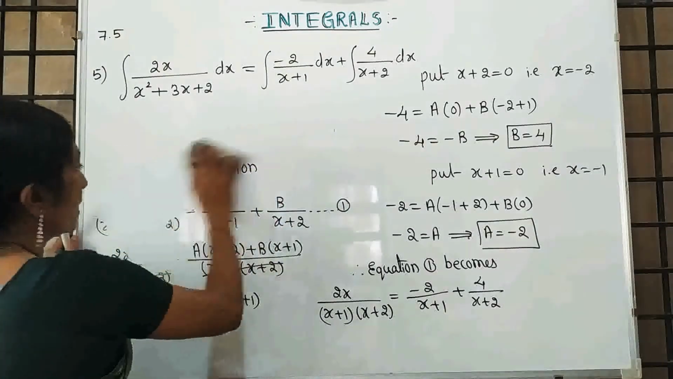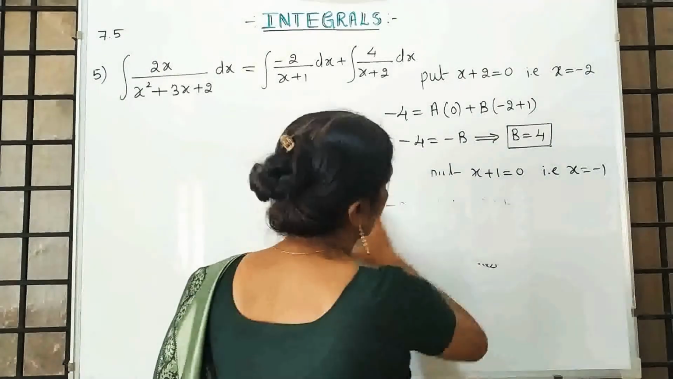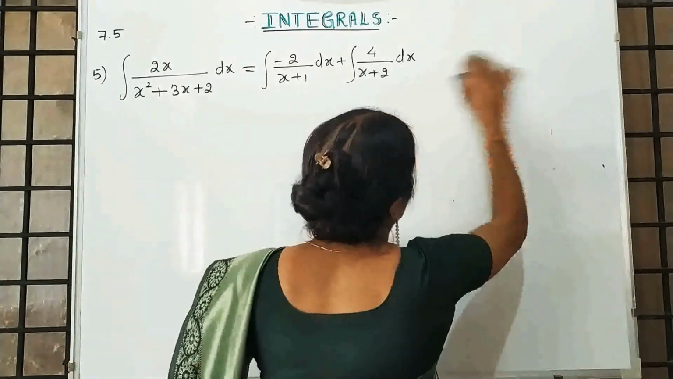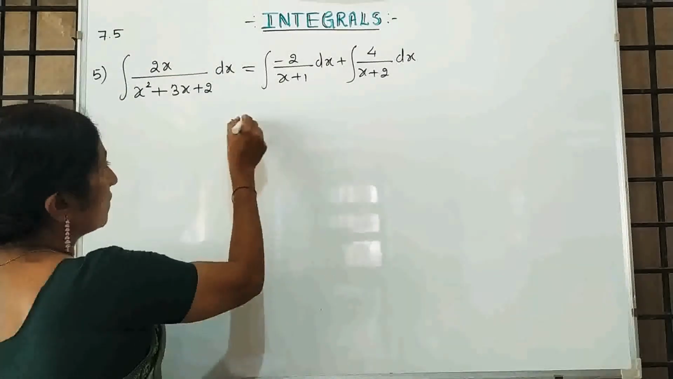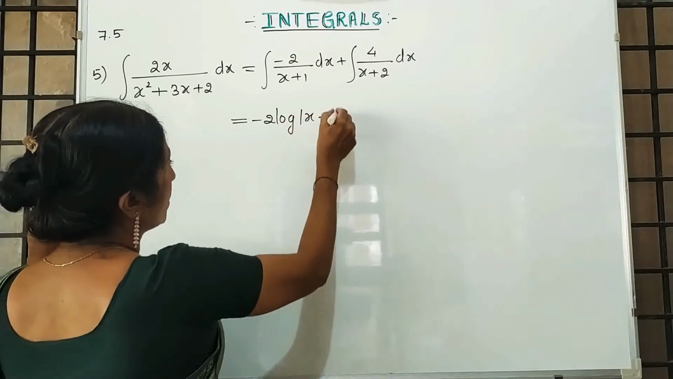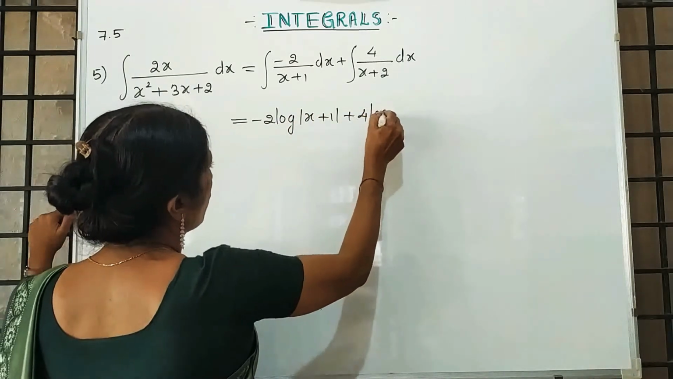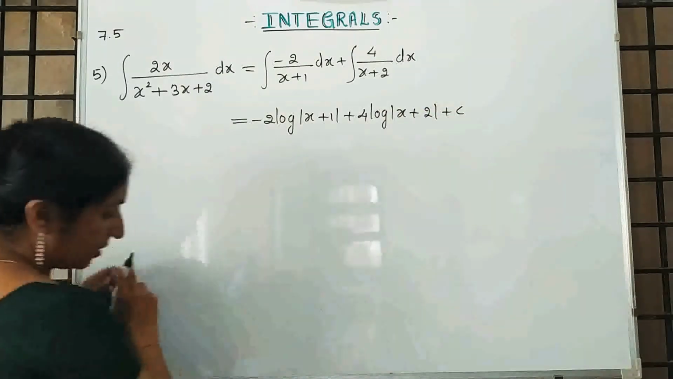Now write down that integration. This is minus 2 log of x plus 1 plus 4 log of x plus 2 plus c.